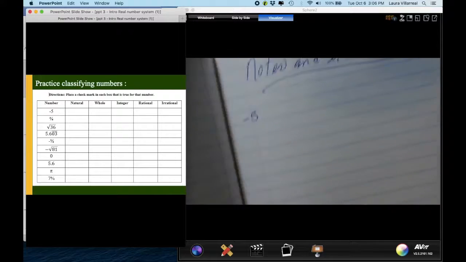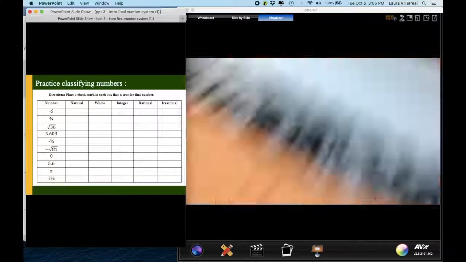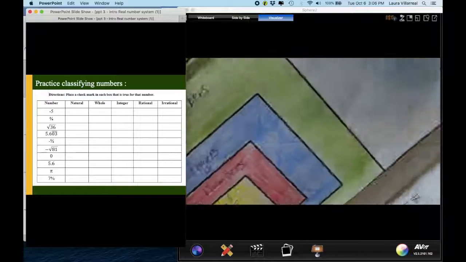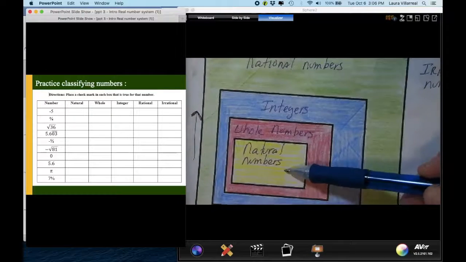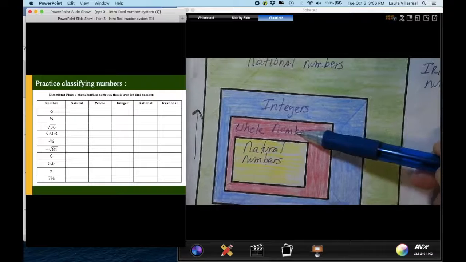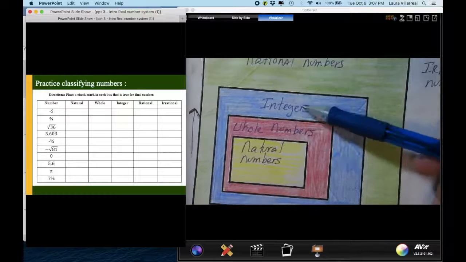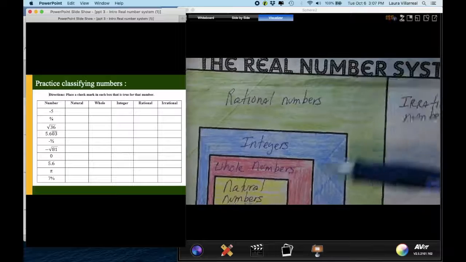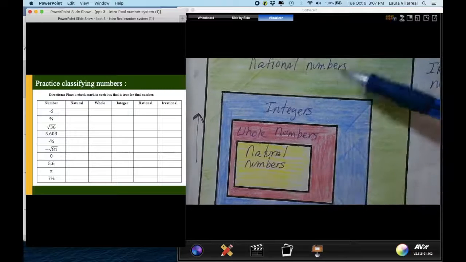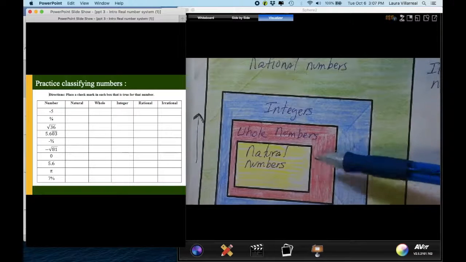Now remember our graphic organizer. Let's look at that real fast. We are looking at page 5. And remember that natural numbers is a subset of whole numbers, which is a subset of integers, which is a subset of the rationals, real numbers. So all of these are related. Notice the size of the rectangles.